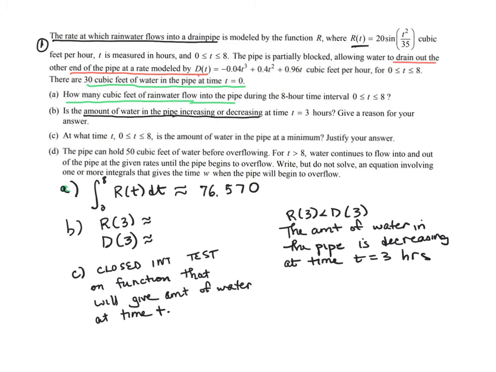So let's think about that. R of 3 was 5.086, and D of 3 is 5.4. We have to put those values back in there before we complete the AP.